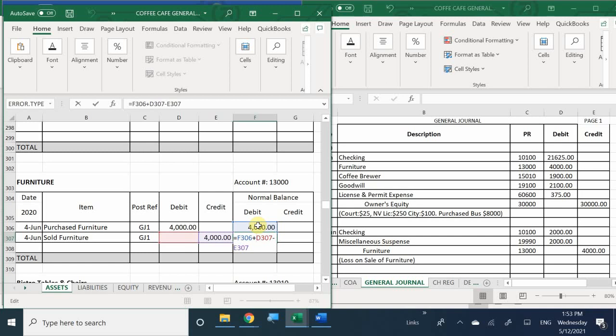Now it's not going to be the same way we're dealing with a credit. When we dive into our liabilities and our equity and plus our revenue accounts, those are all going to be having credit balances. So that one, the formula is slightly different, but similar concept.